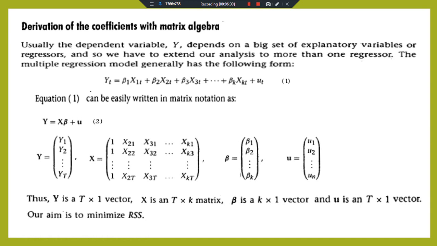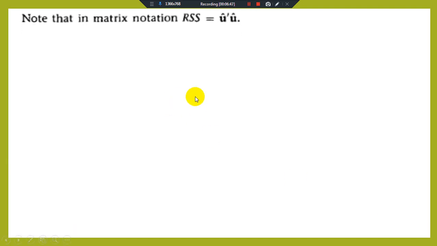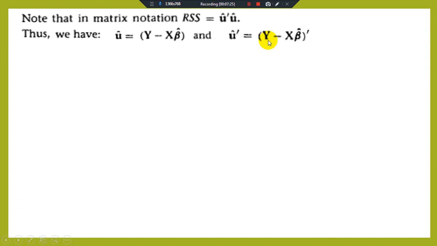Dear students, our main purpose in the regression line is to minimize the residual sum of squares. In matrix algebra, the residual sum of squares is equal to u hat prime u hat. We have u hat equal to y minus X beta hat. You are very familiar with the formula of u, so our estimated u depends upon y minus X beta. When we take the transpose of u hat, we get u hat prime equal to y minus X beta hat, whole prime.